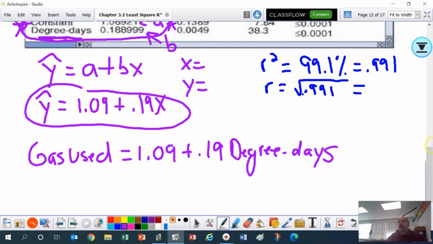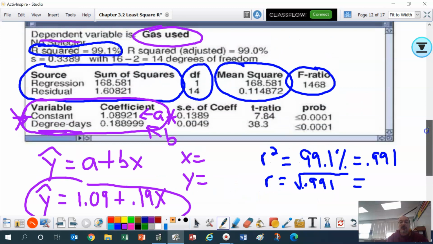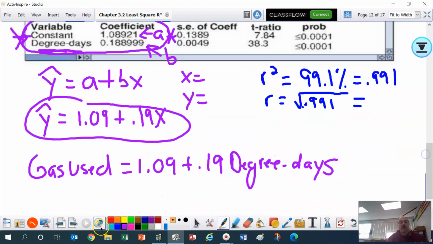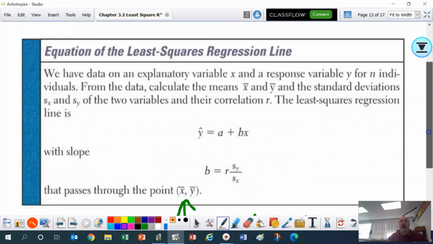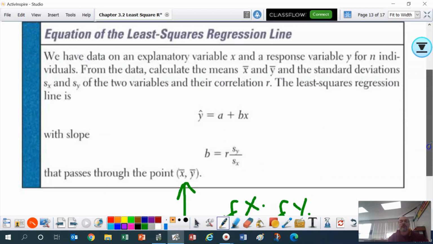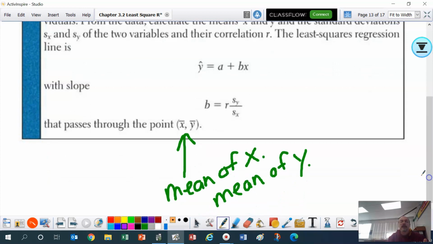All right, so that's using a table. You have to be able to read and use a table. Read the examples in the book. Can't stress that enough. All right, so again, this is just what I showed you. This is in your book. And again, here's our slope formula, and then it passes through. That line should always pass through X bar and Y bar, which is the mean of X and the mean of Y.